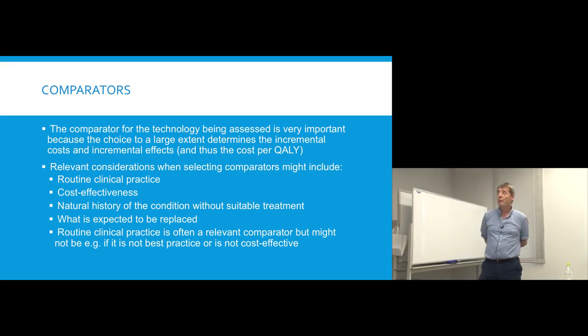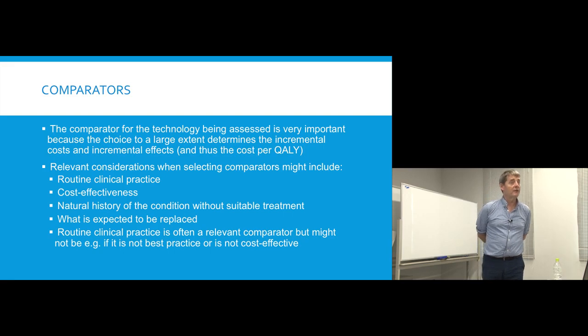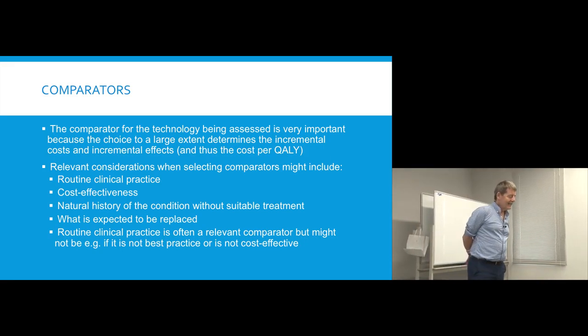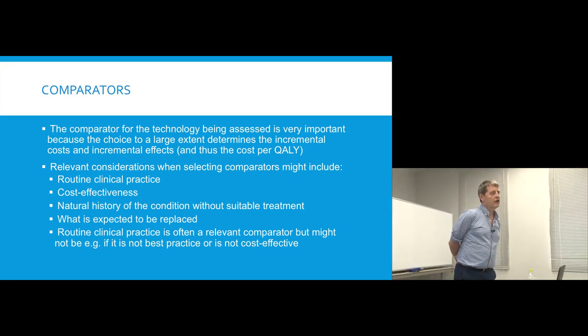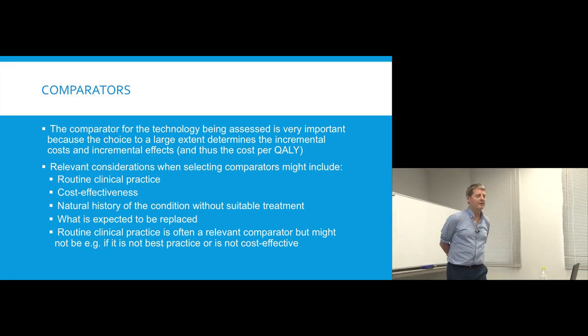Sometimes, perhaps the most appropriate comparator is natural history. This would be a situation where the condition that you're looking at, there isn't really currently any suitable treatment. And so, the most appropriate thing is what happens if the patients are simply left with that condition. What is the natural history of it? Sometimes it's argued what you should look at is what is expected to be replaced. So compare your new treatment to what you expect would be replaced by the new treatment if you were to accept the new treatment.